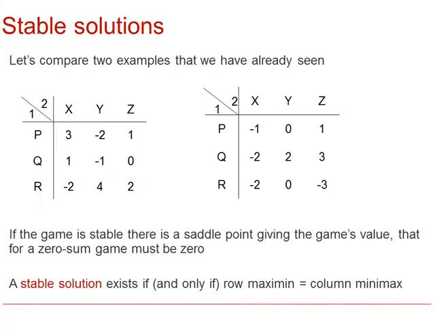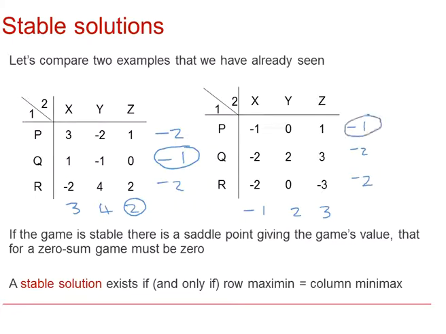As you will remember, the row minimums were -2, -1 and -2, with the row maximin as -1. The column maximums were 3, 4 and 2, with the column minimax being the 2. For the second example, we had row minimums of -1, -2 and -2, and column maximums of -1, 2 and 3. Therefore, the row maximin was -1, and the column minimax was also -1.